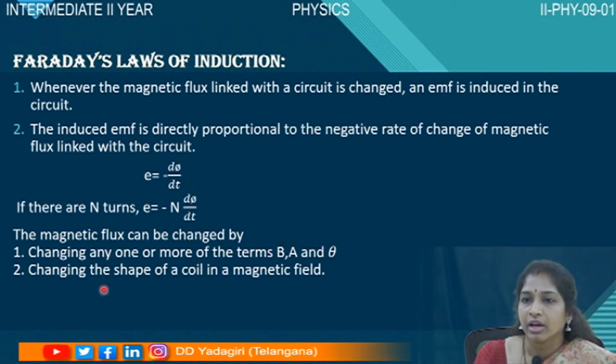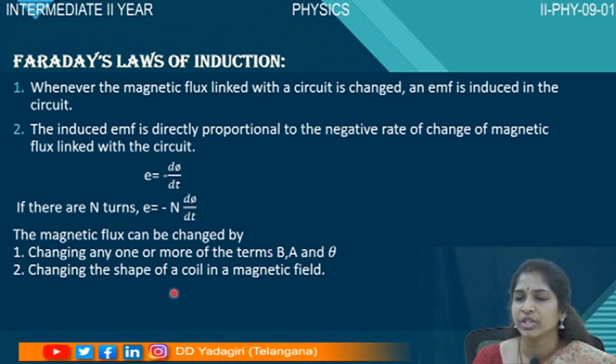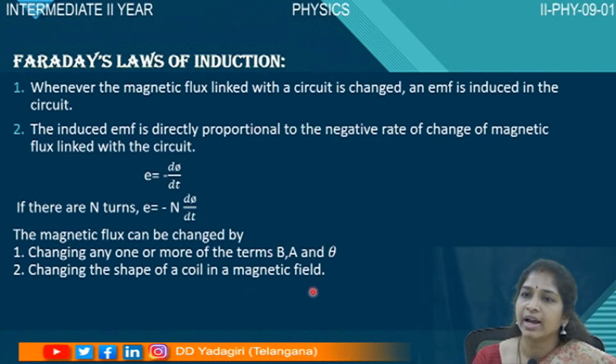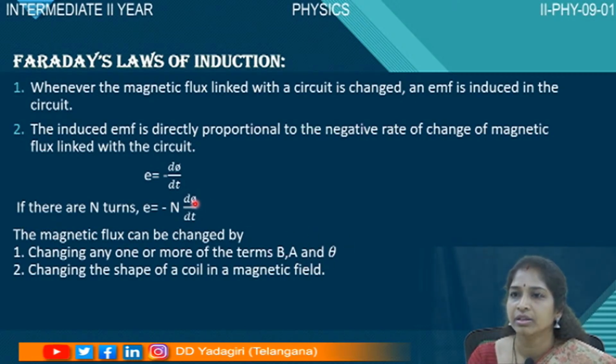So here it is depending on the change in the flux, depending on the change in the shape of the coil in the magnetic field. And not only that, it is depending on the terms B, A and theta. So this B and theta, why are we writing? We know that flux phi is B dot A. Area is denoted by S, as we discussed in the slide. But that S is area, so I can also write A.